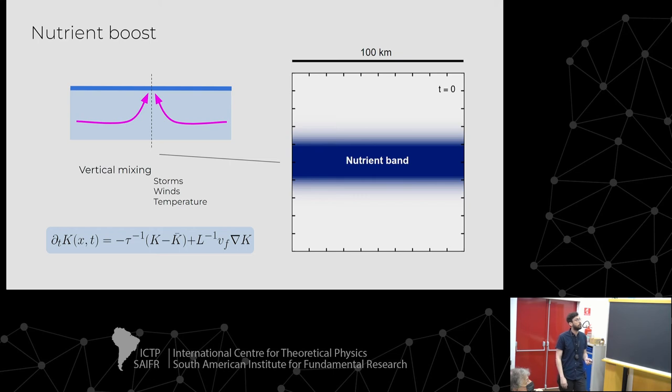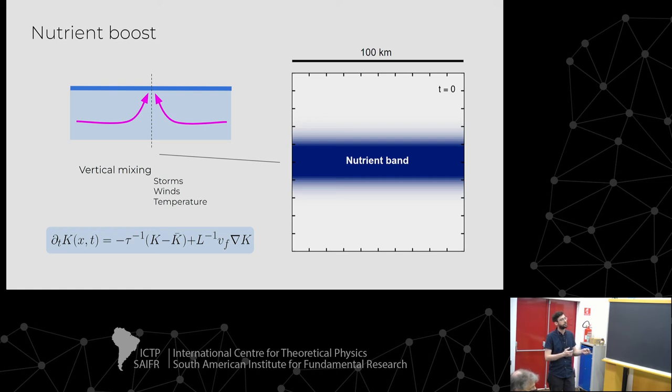So what I did was to create this surge of nutrient. So I created a band. It's important to mention the scale now. We are talking about centimeters now. We are talking about a 100 kilometer domain size. And I set a nutrient band profile here in the center. So we have a surge of nutrient at the middle of the domain.